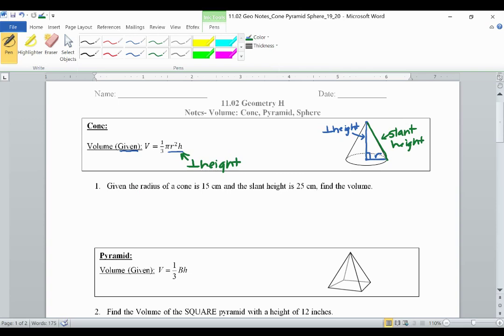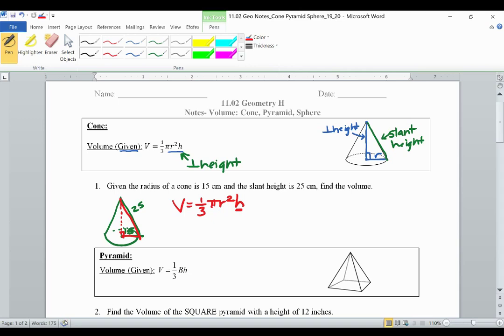Number 1: Given the radius of a cone is 15 centimeters and the slant height is 25 centimeters, find the volume. So here's my cone. I know the radius is 15 centimeters and the slant height is 25. So along here is 25, radius is 15. I want to find the volume. So I write out my formula, 1/3 pi r squared h. And I need to know my perpendicular height, which I was not given. So I'm going to draw that in here.